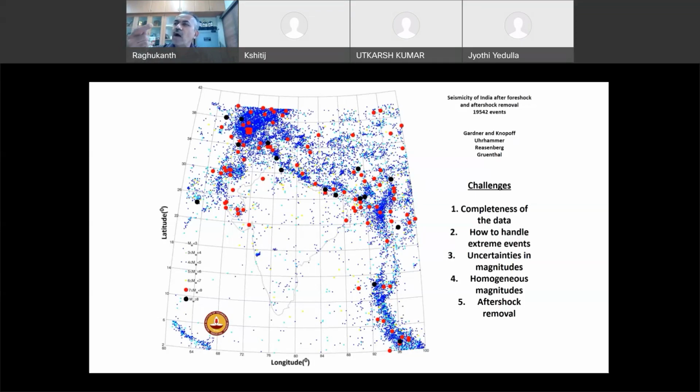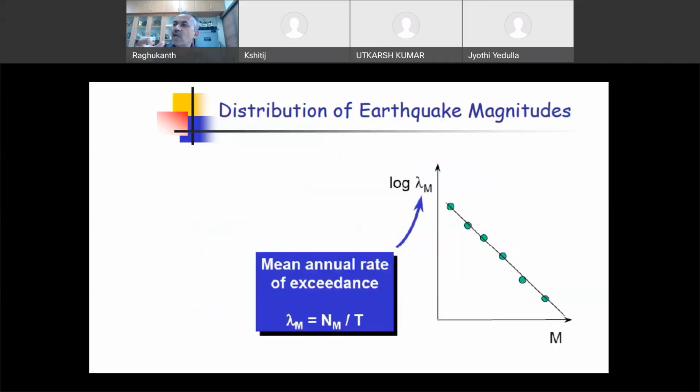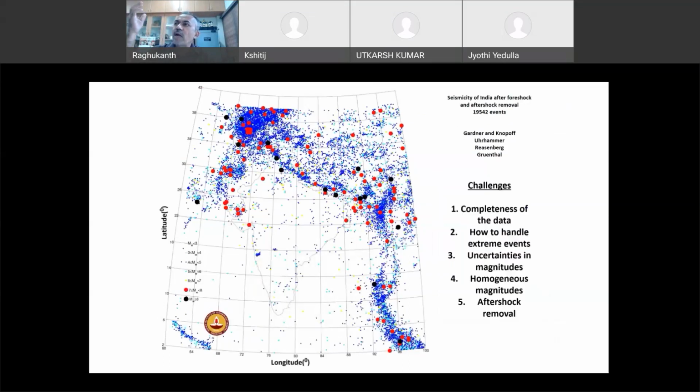You may find hardly 1 or 2 or maybe 3 in a 100-year time period, and the small magnitudes will be 10,000, 20,000. So here also the same power law works. If you calculate, here what we try to do is select a magnitude. Let us say 19,542 events are there in total. Now how many earthquakes are of magnitude more than zero? That will be 19,542 only.